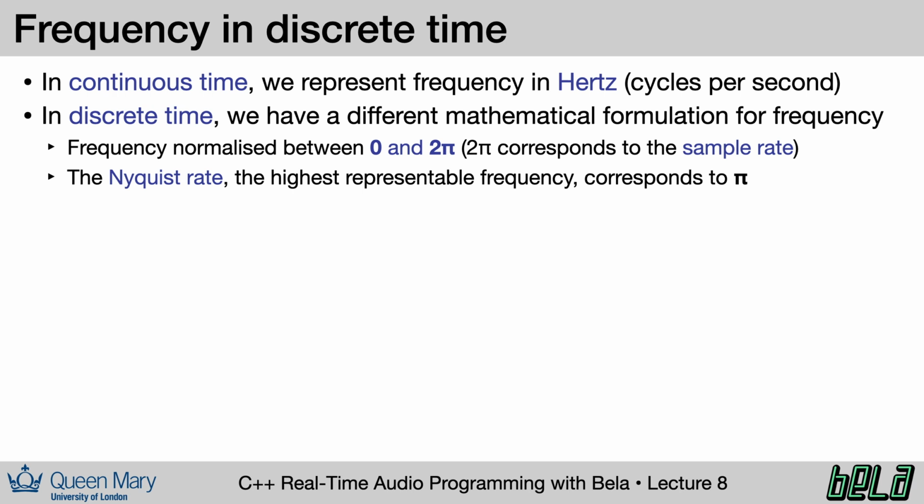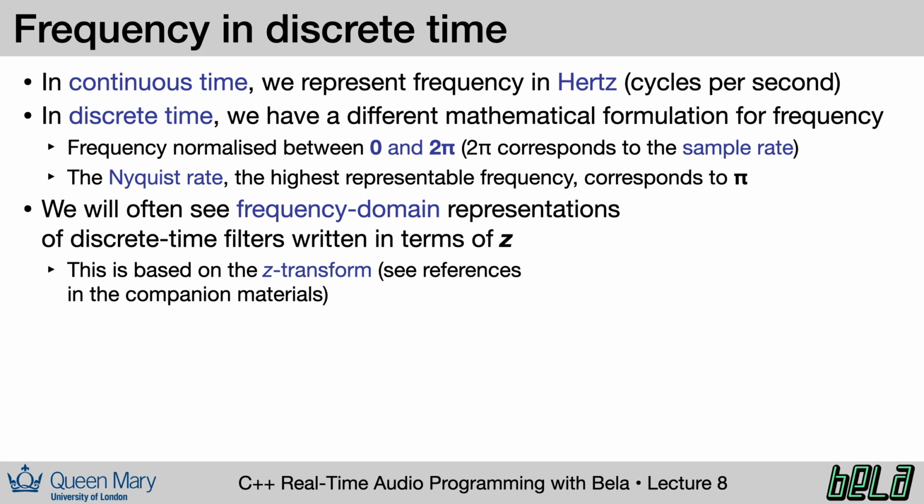For example, the Nyquist rate, which is half the sample rate, would correspond to a frequency of pi. It's useful to know this frequency scale in case you need to pass it into any discrete time filter design equations.